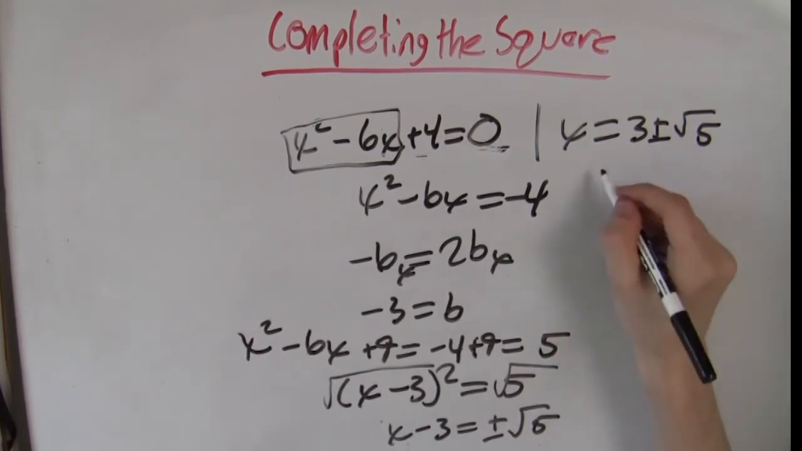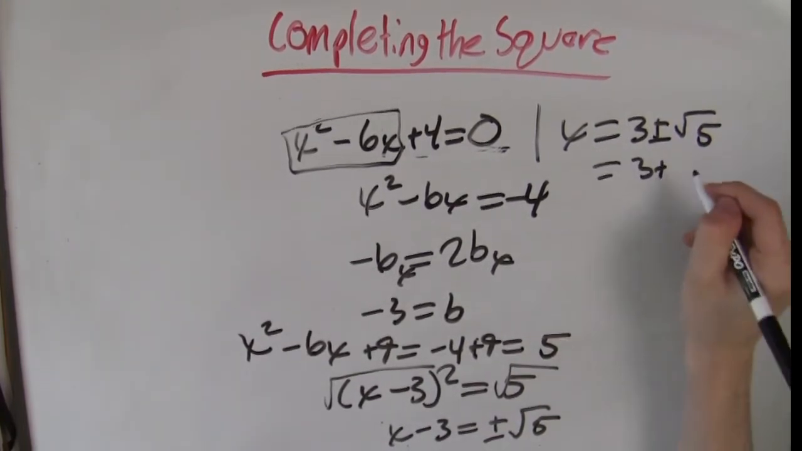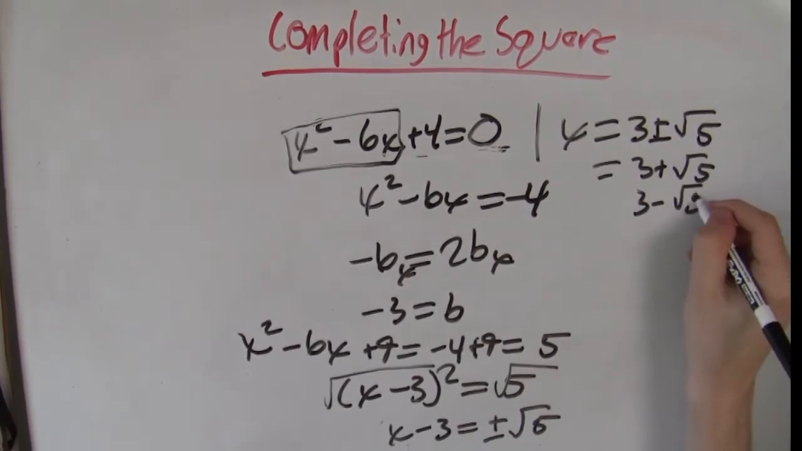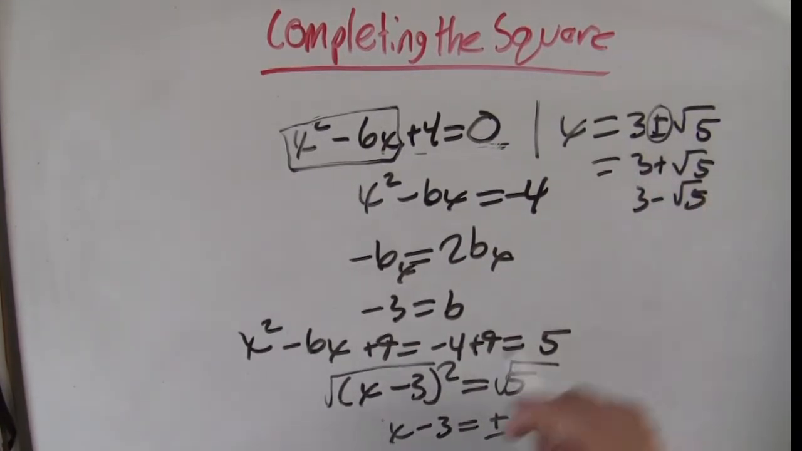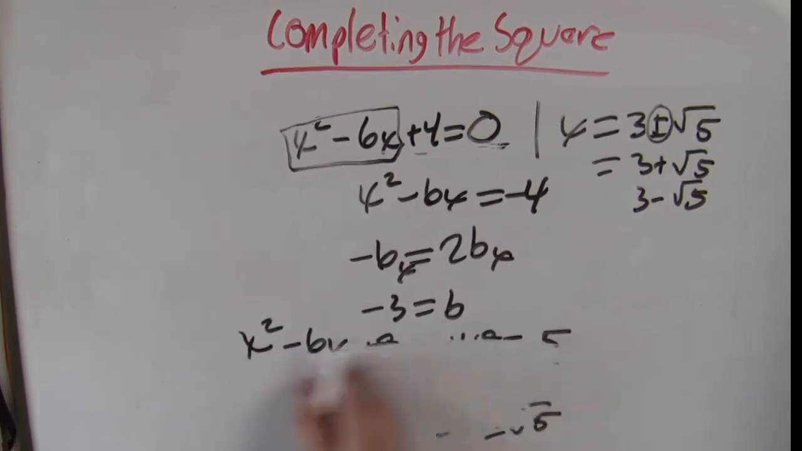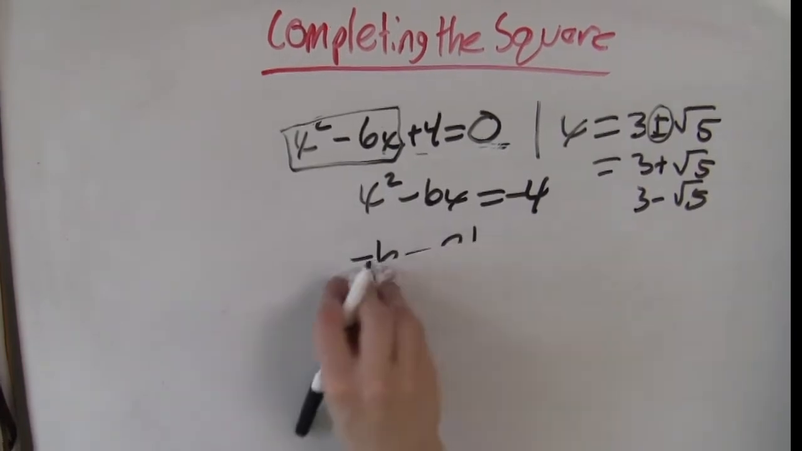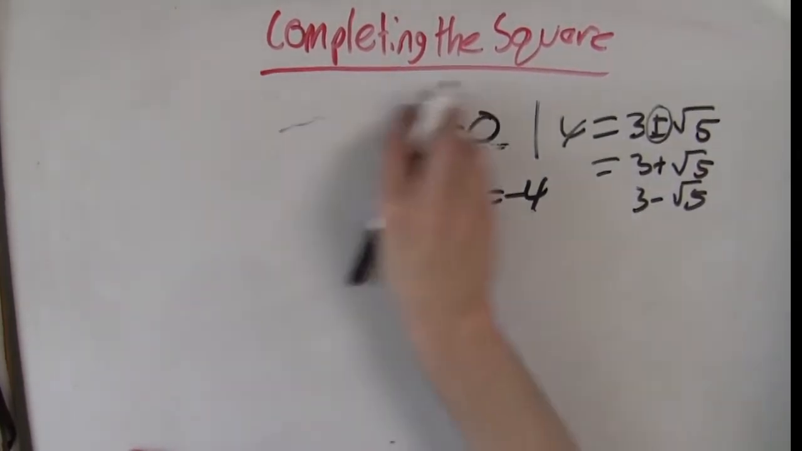So our solutions, I guess we can say, are 3 + √5 and 3 - √5. But that's the same thing as saying plus or minus. So that's how we can complete the square.